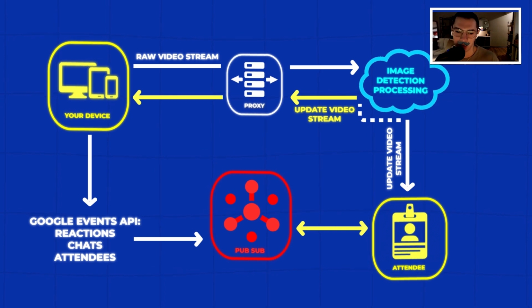But then the event APIs happen too, because both of these devices, when they're connecting, are subscribing to a pubsub, like a server that'll bring in messages and do things if they come in and let you know about it. So that's where the reactions, the chats, the attendees, things are happening.